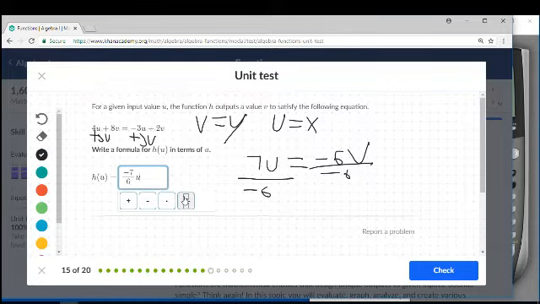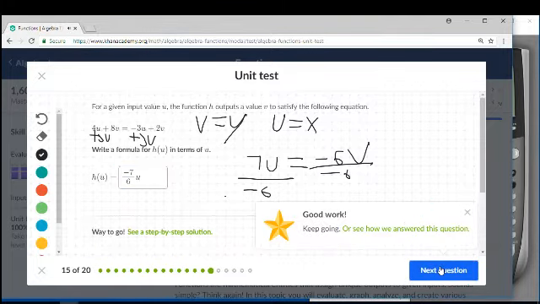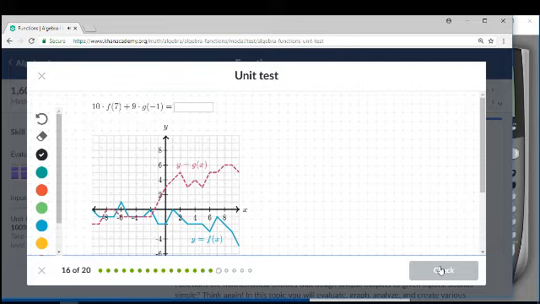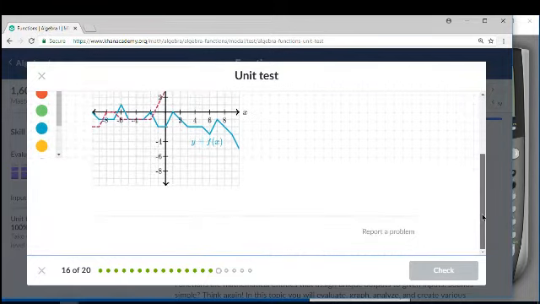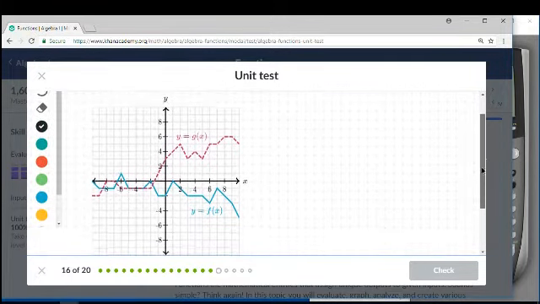So add 3 to each side. We have 7u is equal to negative 6v. Get things in terms of v. So 7u divided by negative 6 is negative 7/6u. Okay, that should be right. Good. You can always use the hints. Always use the hints if you get it wrong.